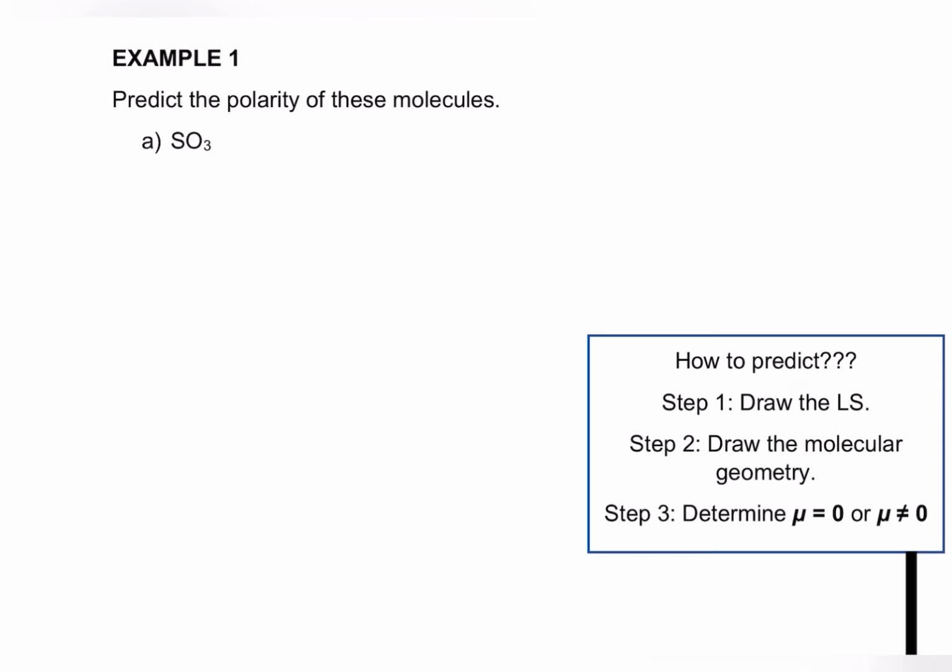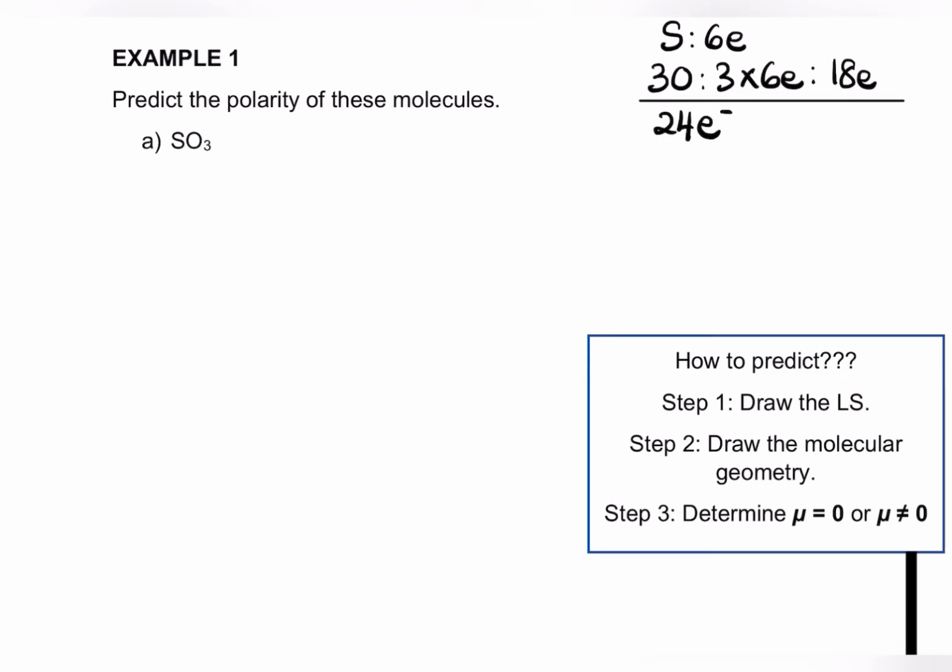I got sulfur with 6 valence electrons, and then I got 3 oxygen, 3 times 6 valence electrons for oxygen, you got 18 valence electrons. The total will be 24 valence electrons. And now, from here, you are going to draw the Lewis structure first. You got S as your central atom bonded to 3 oxygen. And then, what's next? You got 3 bonding pairs. So, it means 6 electrons. So, minus 6 electrons.